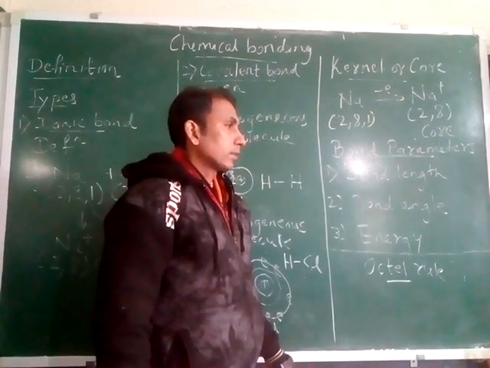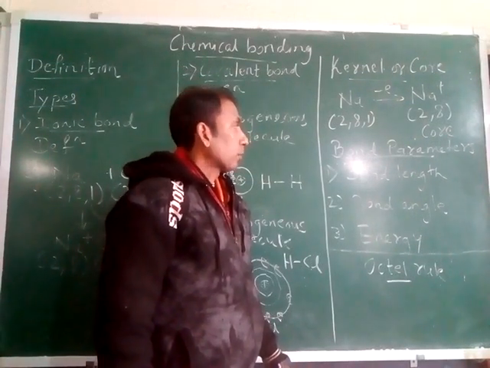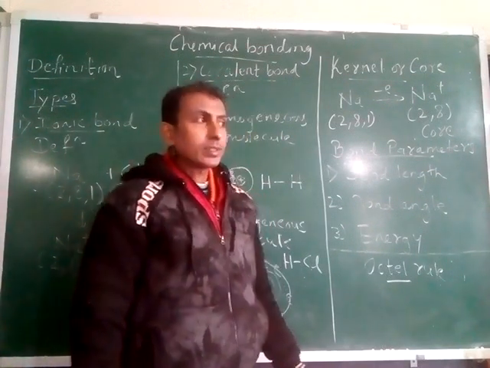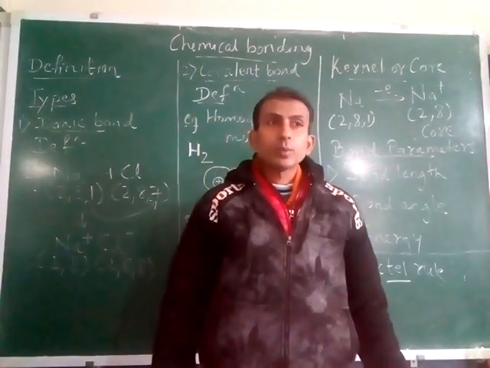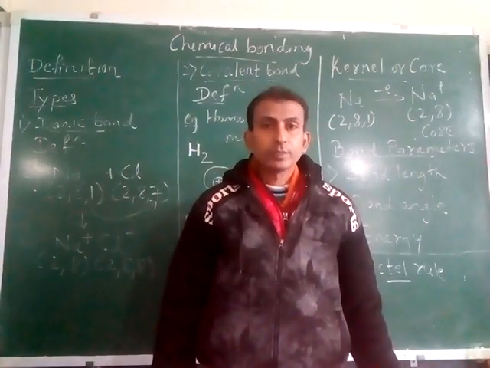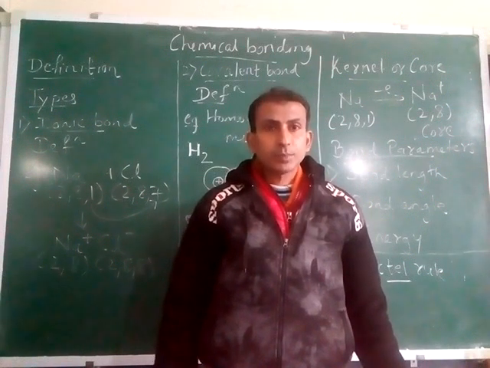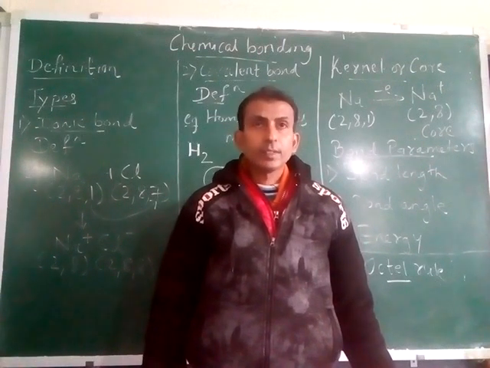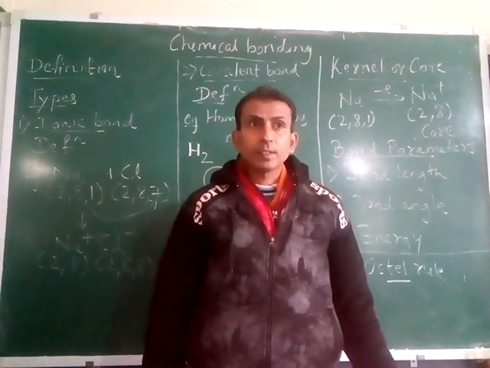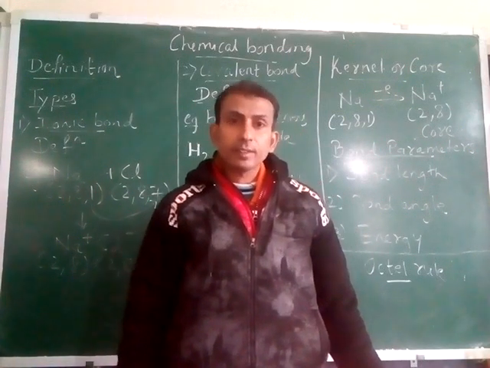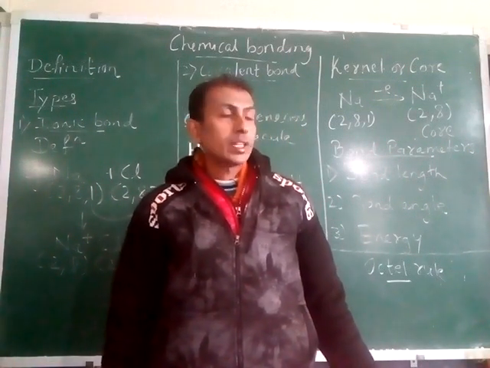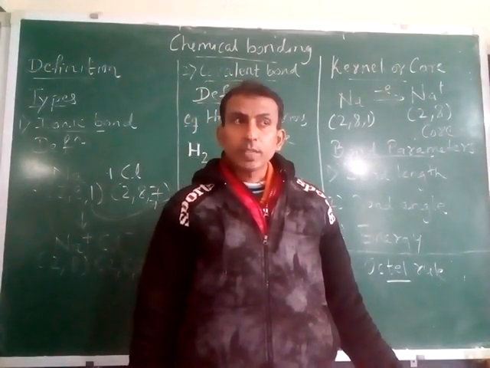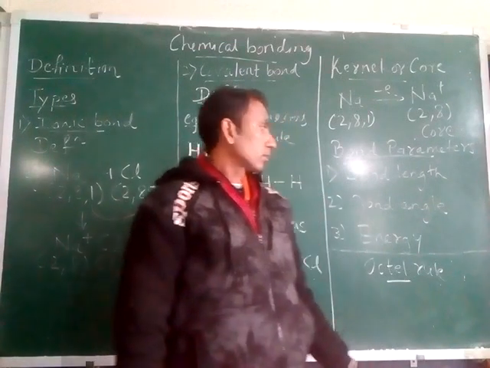Bond parameters now. In that first one, bond length. Bond length means the length of the bond between the atoms present in the molecule. That is called bond length. If the bond length is larger or greater, then the bond is very weak bond, and if the bond length is shorter, then it is a strong bond.